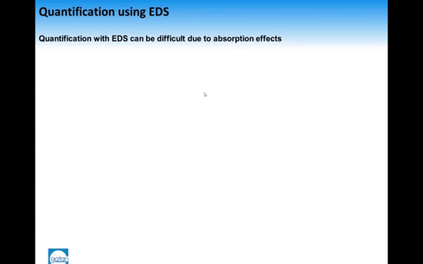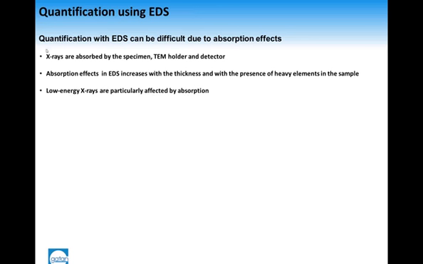Quantification. If you want to do quantification using EDS, the main problem is absorption. In general, X-rays are absorbed by the specimen, TEM holders, and detector. Absorption effect in EDS increases with the thickness and with the presence of heavy elements in the sample. And in general, this absorption affects massively low energy X-rays. Basically these X-rays are not going to have enough energy to escape the sample.